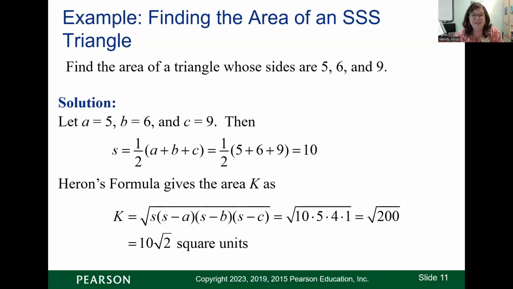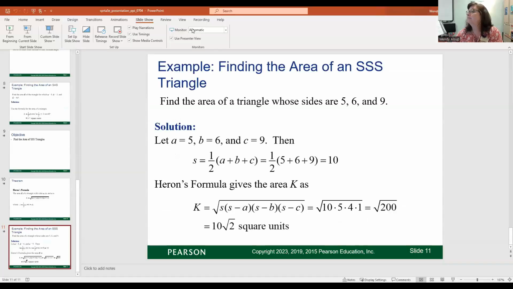All right, so that's finding the area of side, side, side, and side angle side triangles. Again, not terrible.